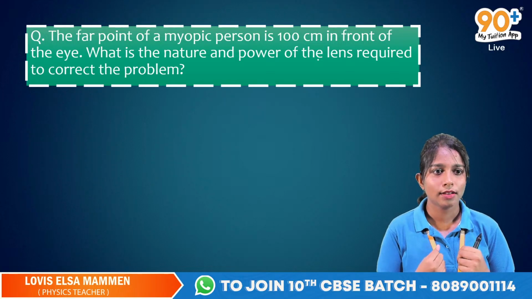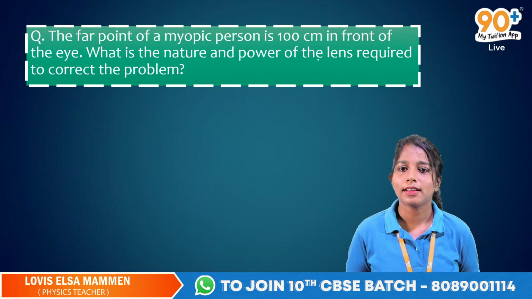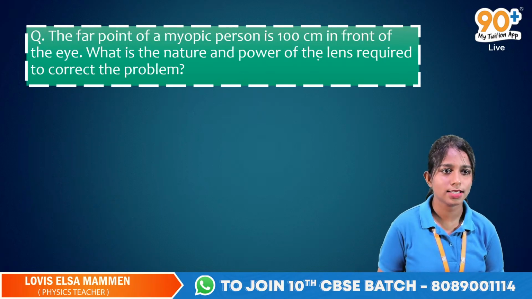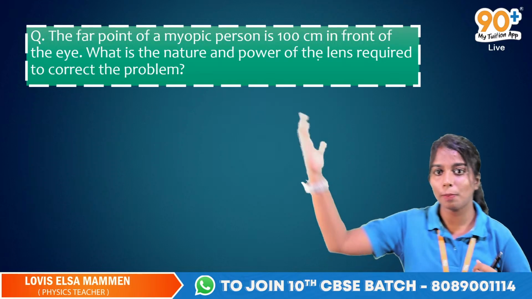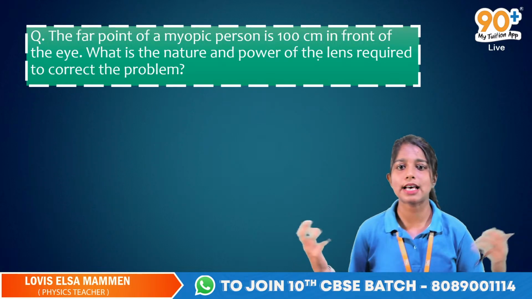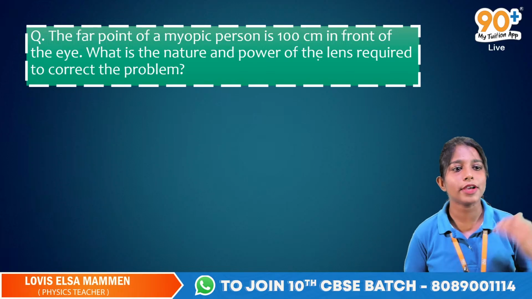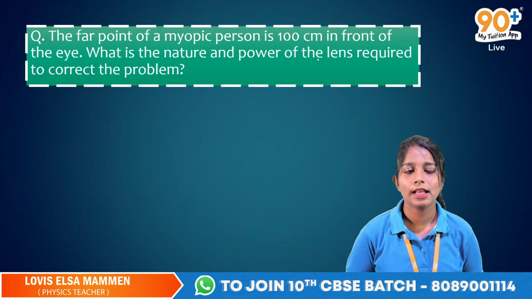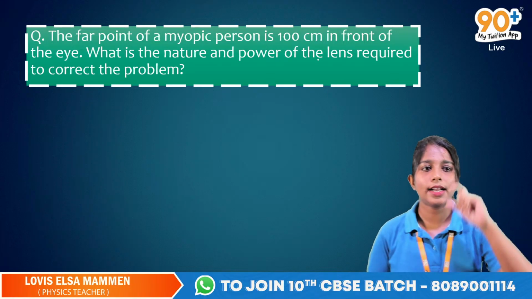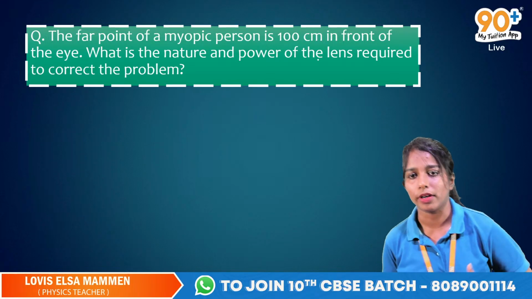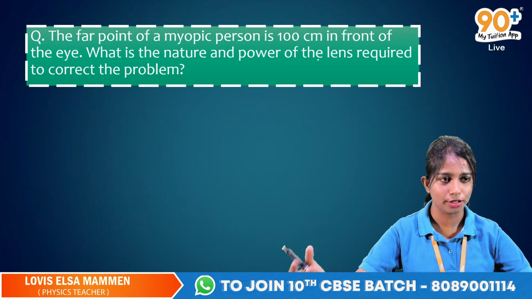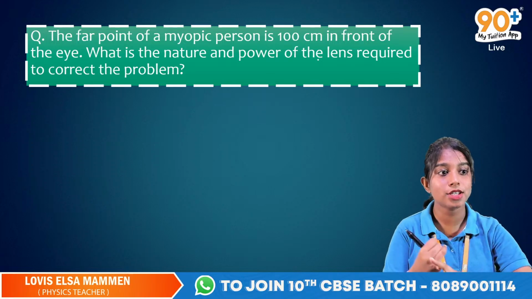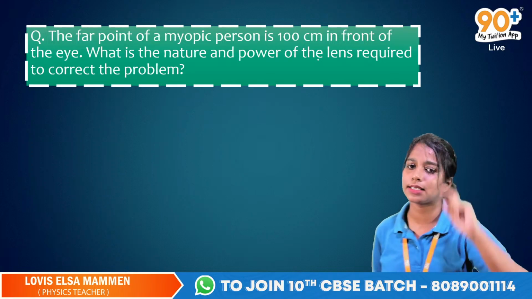Okay, it's very simple. A person is suffering with myopia. Myopic person is given. So a person is suffering with myopia. In that case, when you go and visit a doctor, you will be prescribed with a spectacle. So the question is what is the power of the lens used in that spectacle. What is the nature? Which lens can you use, and what is the power of the lens required?